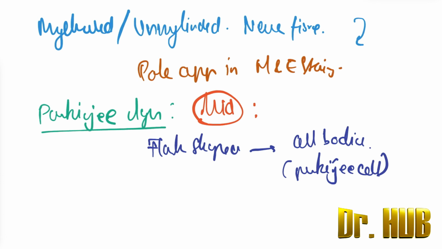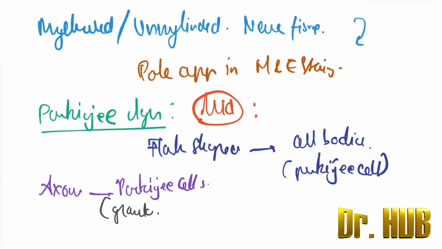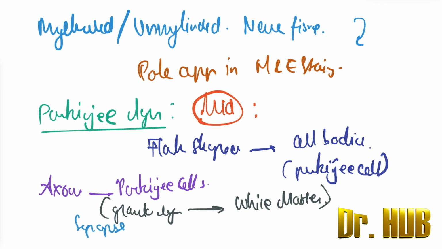The axons of the Purkinje cells pass through the granular layer into the white matter, and synapse with the cerebellar nuclei.